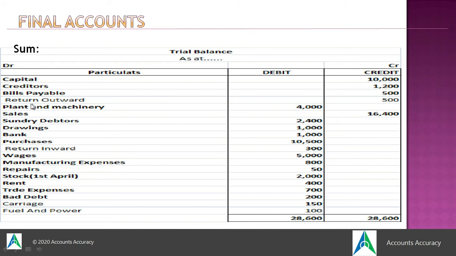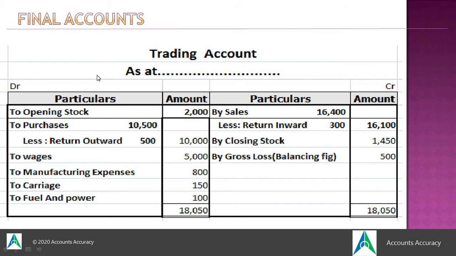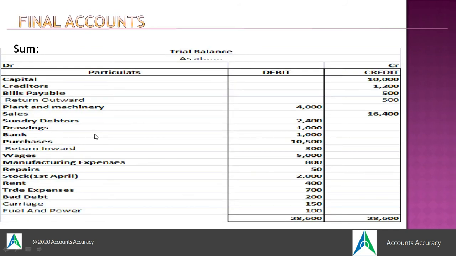So again it's something which should be deducted from the purchases. That's why you have to transfer it to the trading account and there you will deduct return outward from the purchases. We also have the purchases amount, that is 10,500. From that we will deduct 500, that is the return outward value.